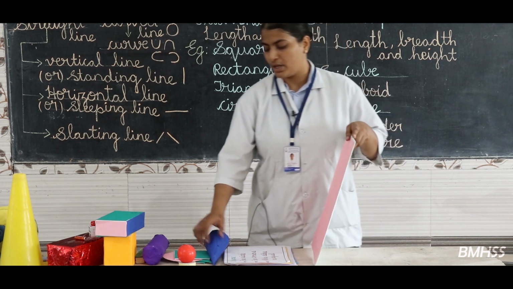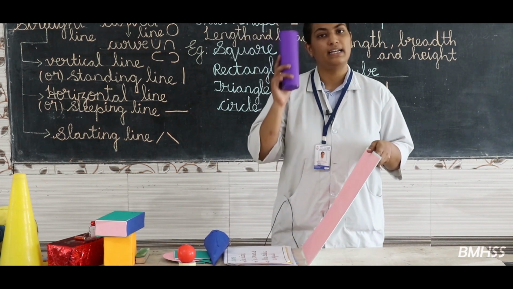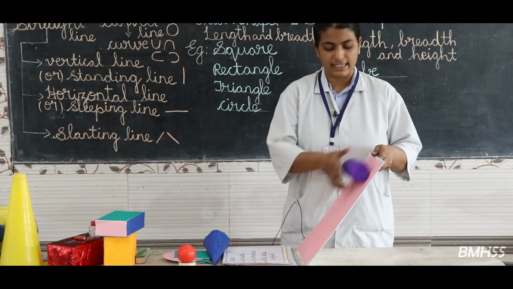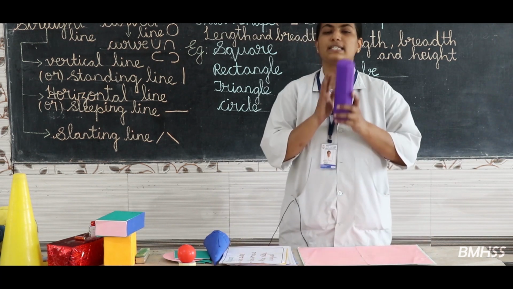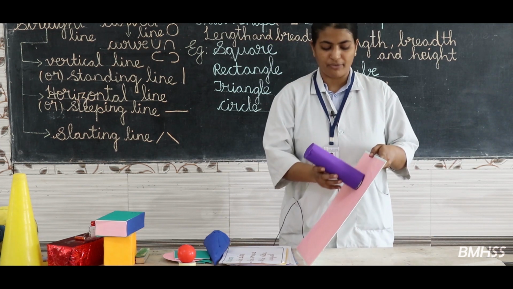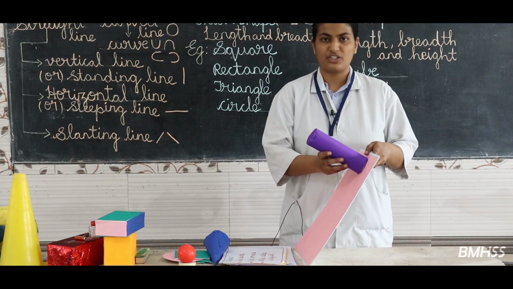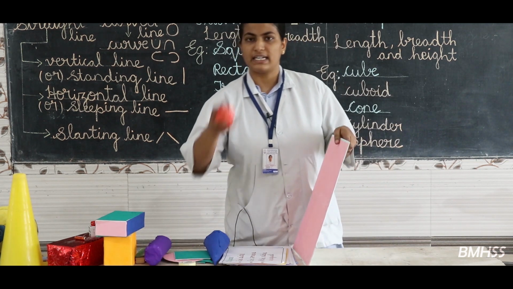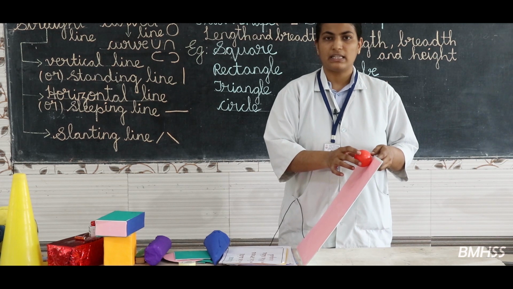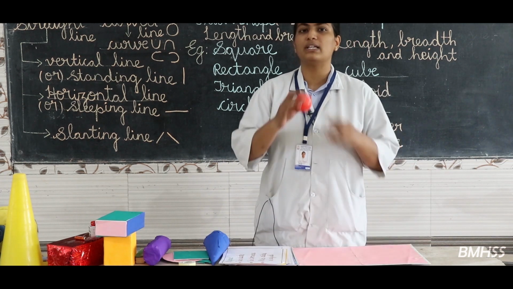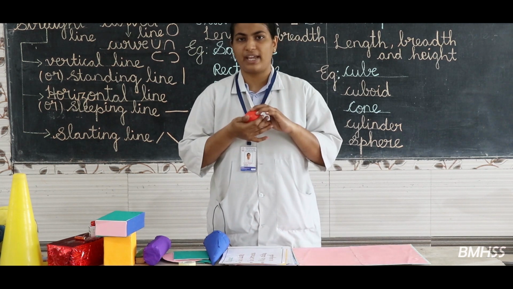Fine children. Now ma'am is going to place the cylinder. So what happened, children? The cylinder rolled down because it also has a curved face. When you turn the cylinder and keep the flat face, the shape will slide down. Okay children, in the same way, see here, the sphere. When you keep a sphere, the sphere will roll down because it has a curved face.